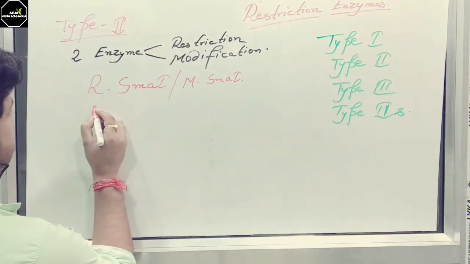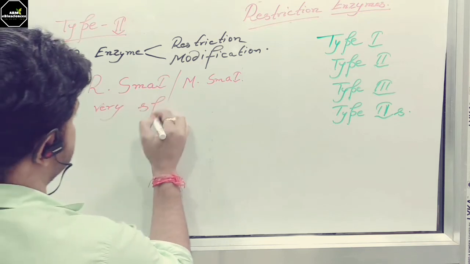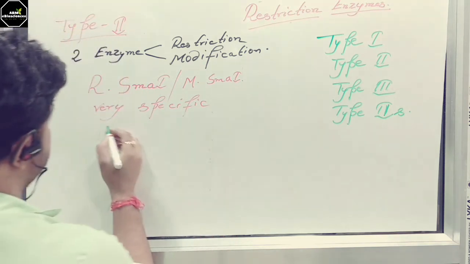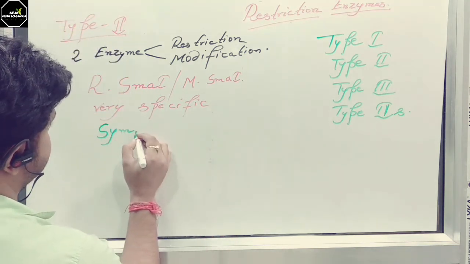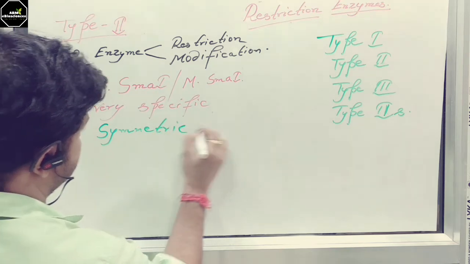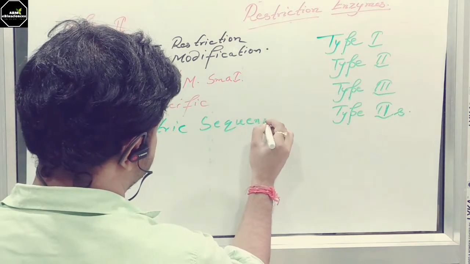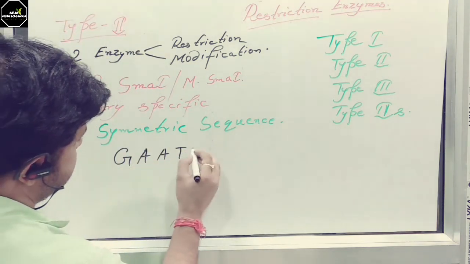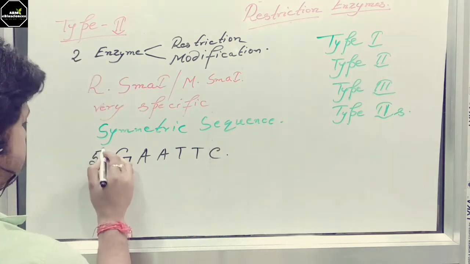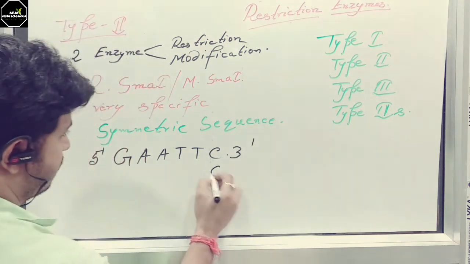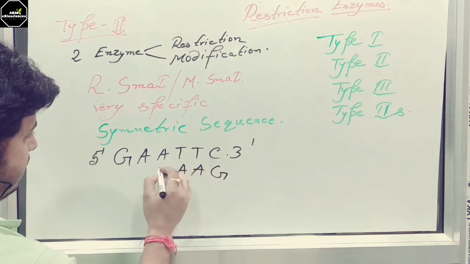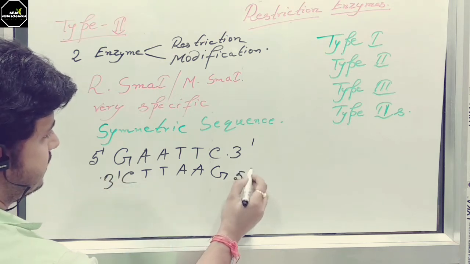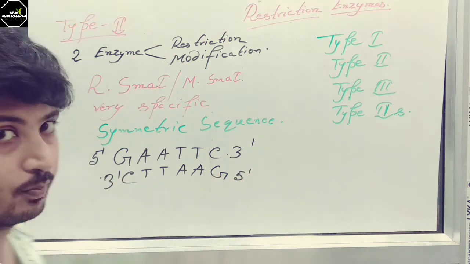Now we know they are very specific to their cleavage site, and they recognize symmetric sequences, or you can say palindromes. I'll give you an example of a palindrome. GAATTC is the recognition site for EcoRI. That's very common, you know that already, I think. GAATTC. So you can see that from the reverse direction, the same sequence is there. So this kind of sequence is called a palindrome.